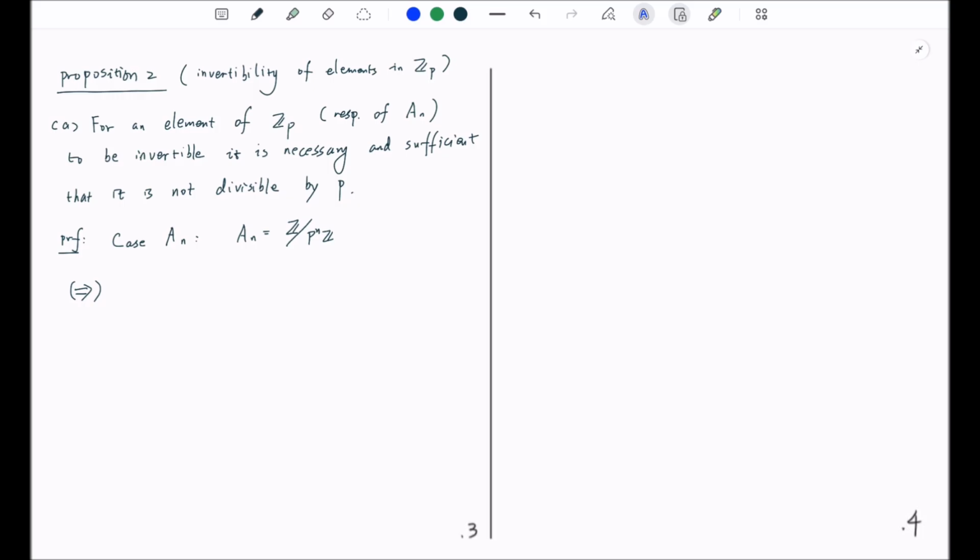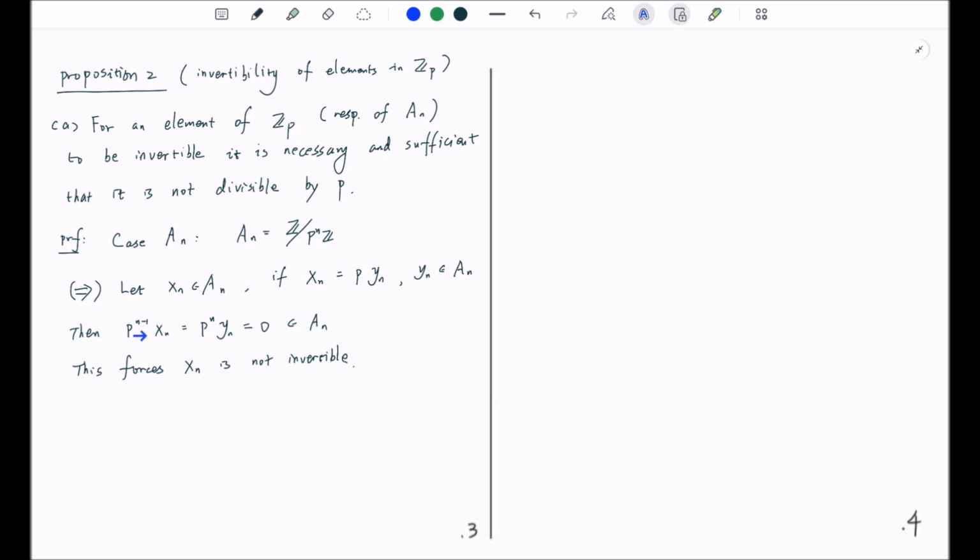For the forward direction, suppose an element is divisible by p. Namely, if x_n is equal to p times y_n for some y_n in A_n, then if we multiply both sides by p to the power n minus 1, we will get a zero element. But what does this relation tell us? This forces that x_n is not invertible.